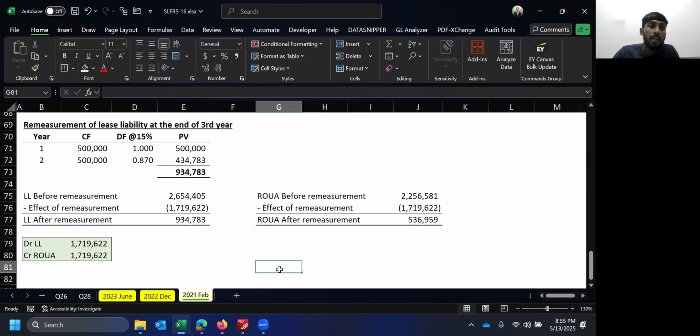So with this, I have marked the end of SLFRS 16 for you. Now from next week, I will start the balance part. Are you okay with that? Hope all is well. Okay, great. How about the others?